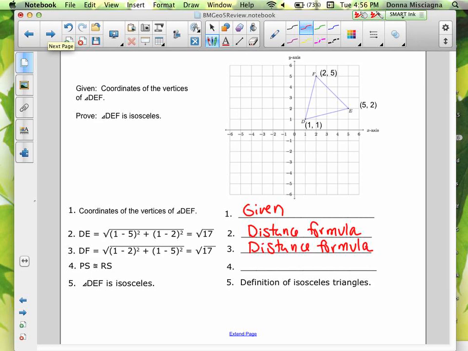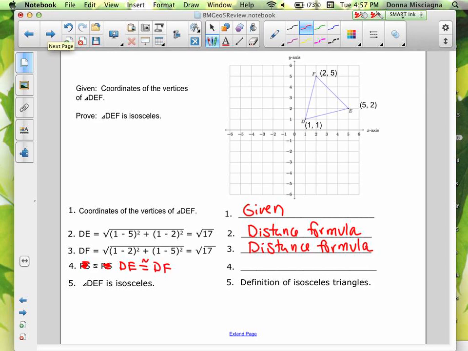Oops, I have a little typo there. So on your notes, I had a different triangle in here, and then I decided to switch it, because I liked this one, it was at a slant. The other one was kind of boring. We need to change that. It should say DE is congruent to DF. There is no PS or PR.